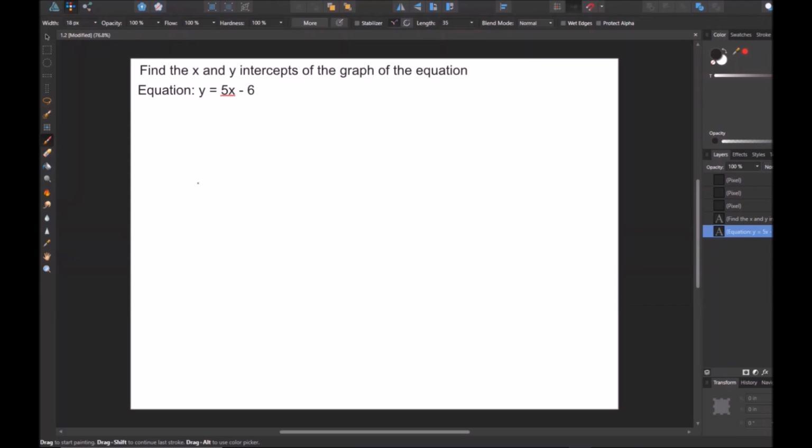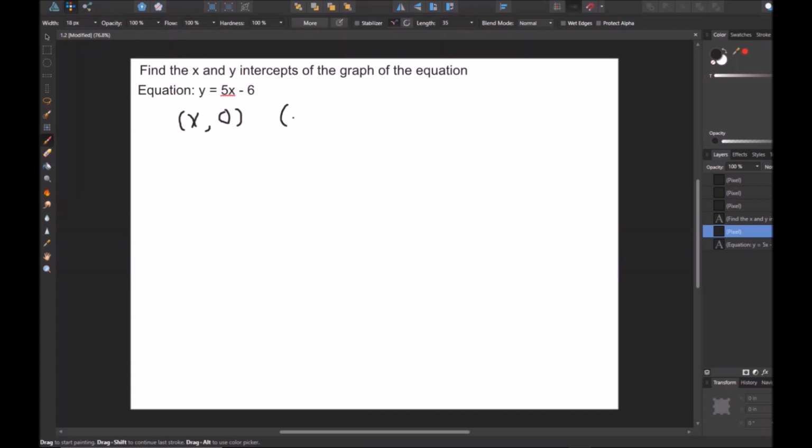Okay, so for this next problem, we are asked to find the x and y-intercepts of the graph of the equation. The equation we're given is y equals 5x minus 6. Recall that for the x-intercept, the point is always going to be (x, 0). So the y value is always going to be 0, and the x value is going to change depending on which equation we're given.